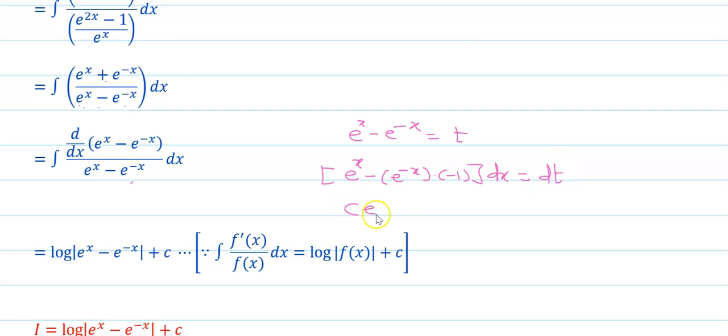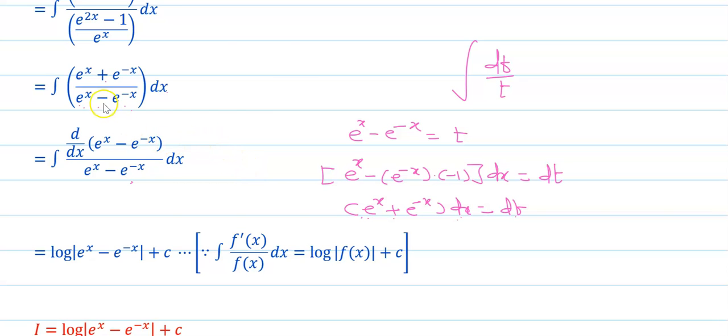Then in the bracket you will get e raised to x, and this minus and minus that will become plus e raised to minus x. Bracket complete into dx is equal to dt. And hence e raised to x plus e raised to minus x into dx is dt. Then you want to find the integral of this, which is dt upon t. Its integral is log of mod of t.